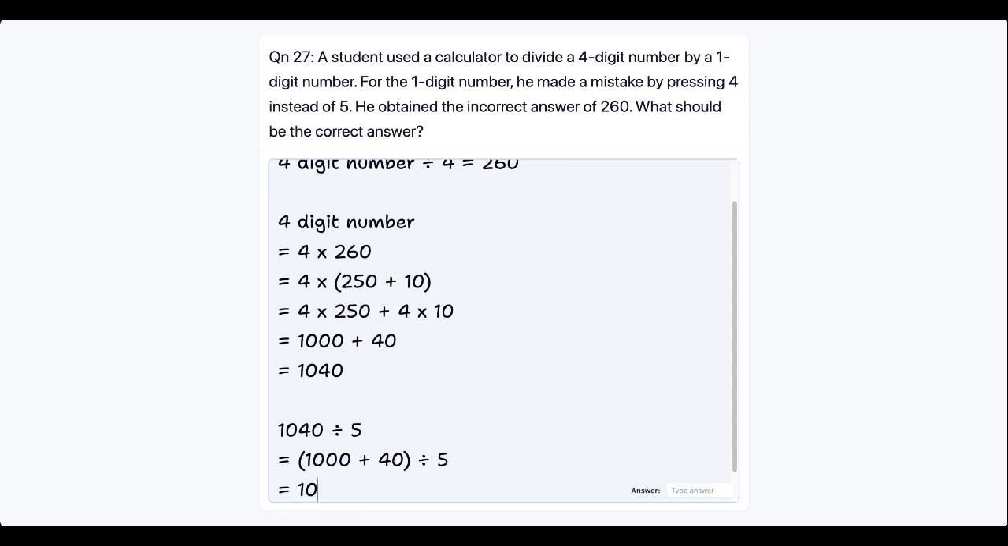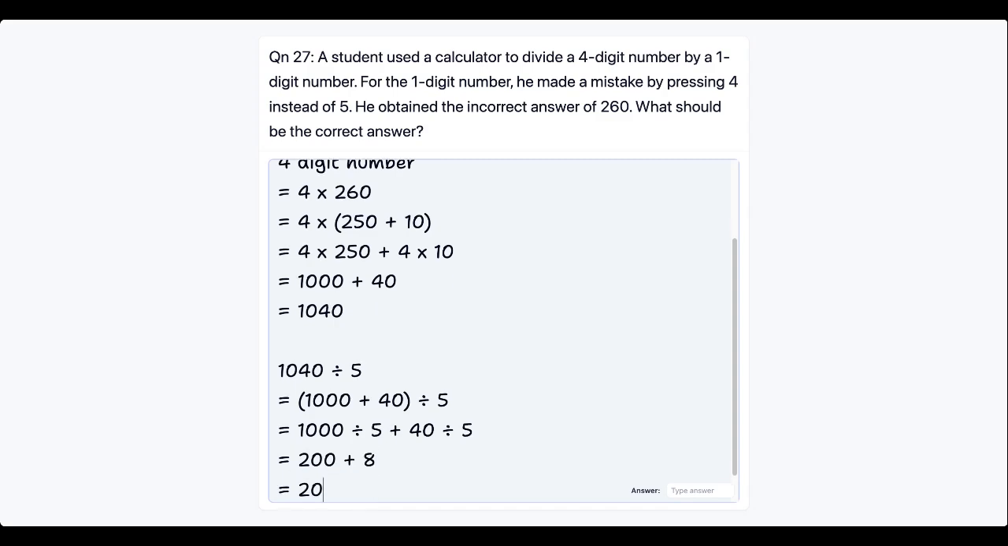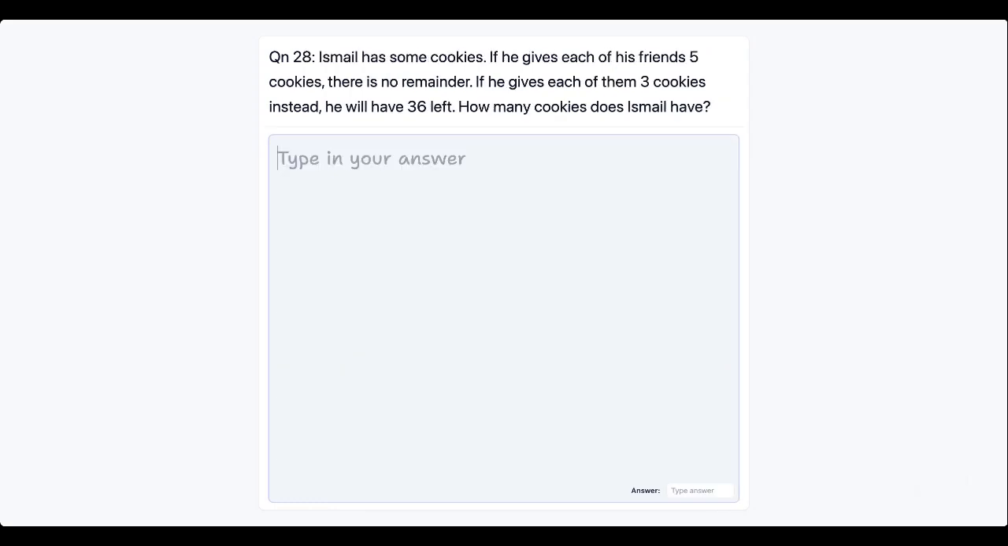In this case it will be 1000 divided by 5 plus 40 divided by 5. So 1000 divided by 5 is 200, plus 40 divided by 5 is 8, and the answer is 208. There you go. So the correct answer should be 208. Alrighty. Let's move on to the next question.